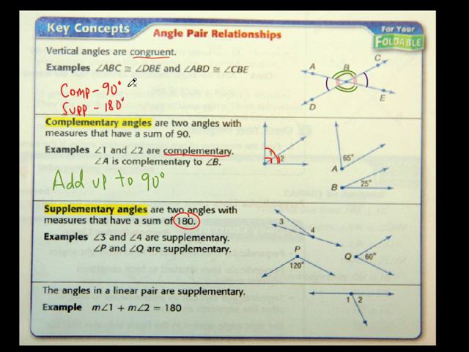A lot of people get mixed up on which one's which, but it's kind of easy. Look at alphabetical order. C comes before S, complementary before supplementary. So this is going to be smaller than this. 90 is smaller than 180. C comes before S, 90 comes before 180. So complementary is the 90 and the supplementary is the 180. I think that's an easy way to remember it.